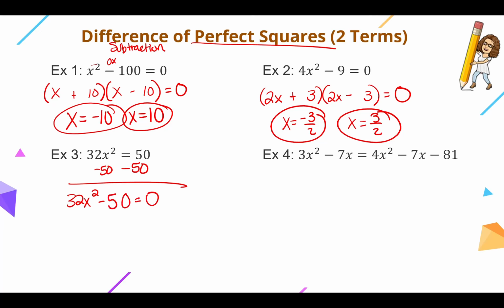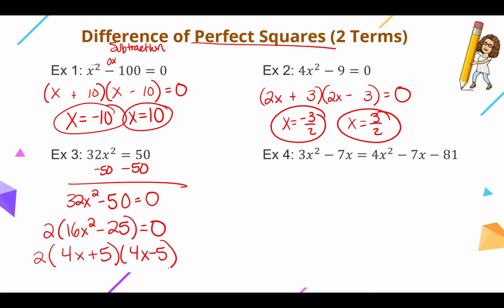Well, and you're probably thinking, Marsh, those are not perfect squares. You're right. I bet there's a GCF. So let's factor out a 2. I think they both share a 2. There we go. Now we got perfect squares and subtraction in the middle. So we're going to get 4x plus 5 and 4x minus 5 because they are perfect squares, 16 and 25. So I'm going to get x equals negative 5/4 and x equals positive 5/4.